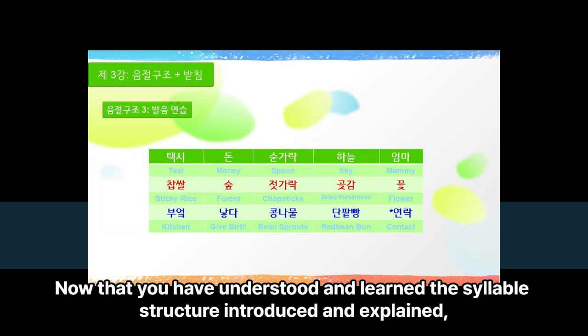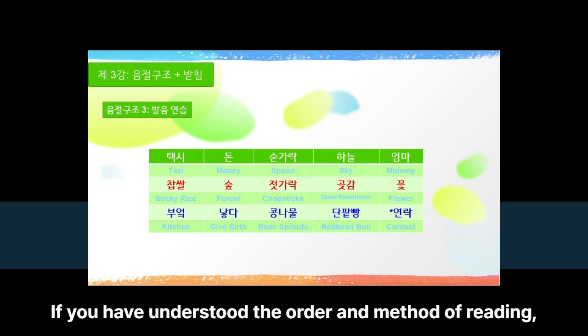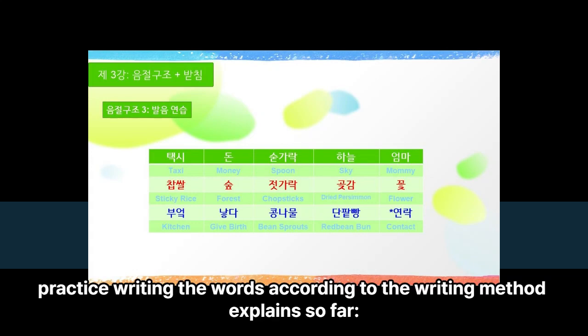Now that you have understood and learned the syllable structure introduced and explained, listen to the following words and read them aloud. If you have understood the order and method of reading, practice writing the words according to the writing method explained so far.